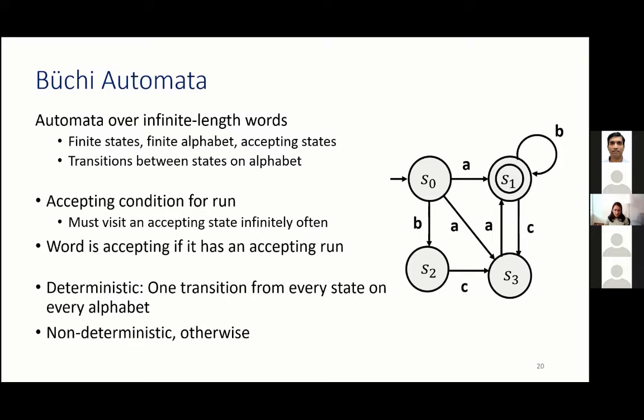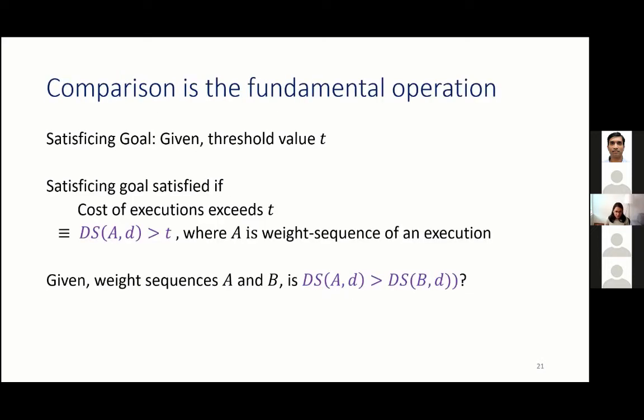Now, a run in this automata is accepting if the run visits an accepting state infinitely often, and the word is said to be accepting if it has an accepting run. Now, a Büchi automata is deterministic if from every state there is at most one transition to a different state on any alphabet, and otherwise it is non-deterministic. So in this diagram here, the automata is non-deterministic because from S0 on the alphabet A, there are two transitions out of it, right?